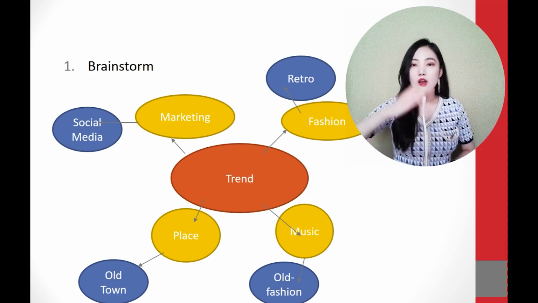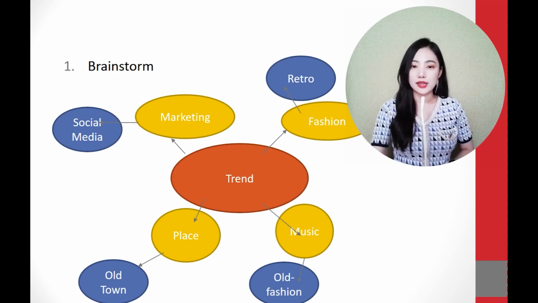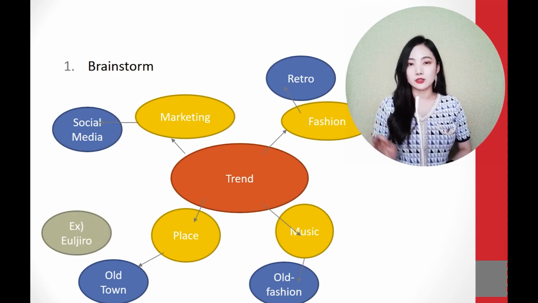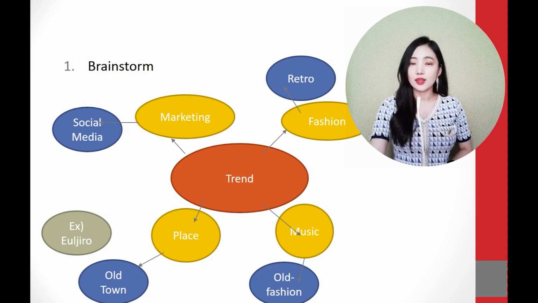Let's go to another step. Let's take one more step further. So maybe old town will be Ujiro. This place is getting popular among young people. It used to be popular maybe for the old generation, but it's actually getting popular again for the younger generation as well, right?